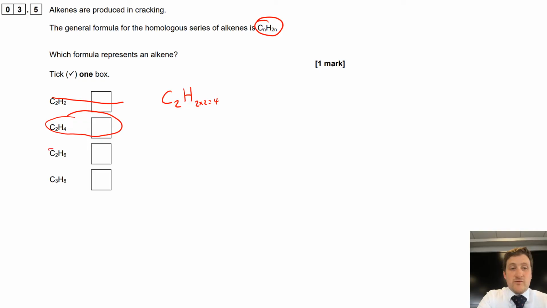C2H6, well, it's got to be 4, so that doesn't work. And we have the bottom one, which is C3. So we need to check that one. C3H, and then it's 2 times 3. Well, that equals 6. So it cannot be the bottom one. It has to be C2H4.